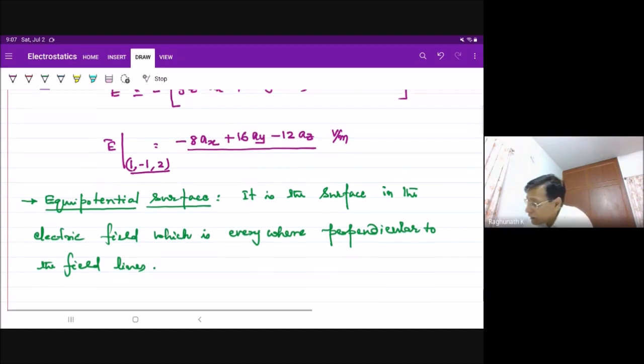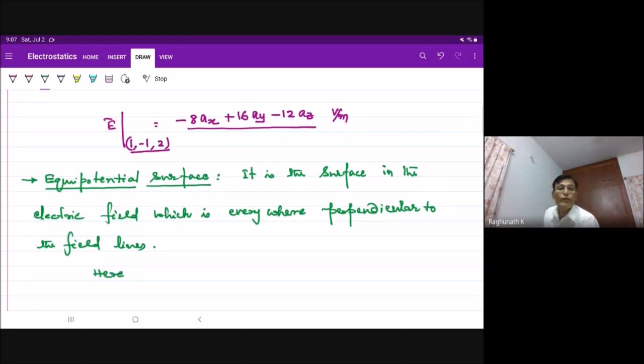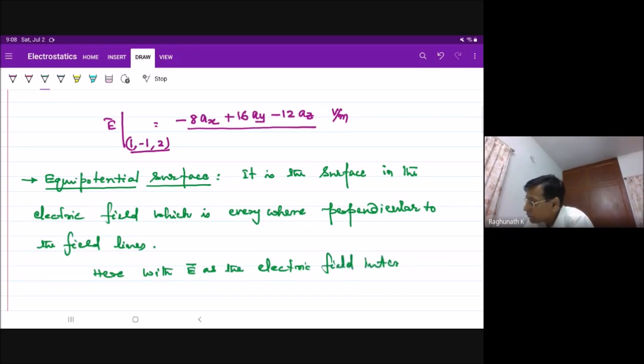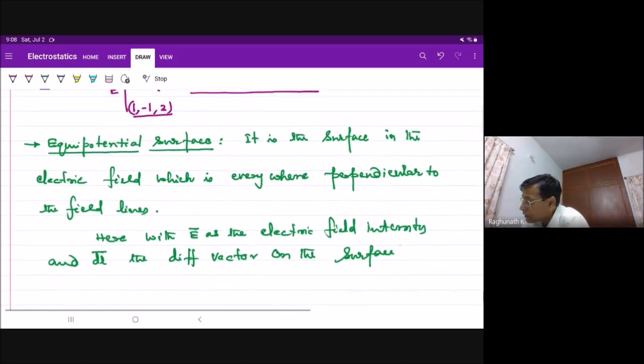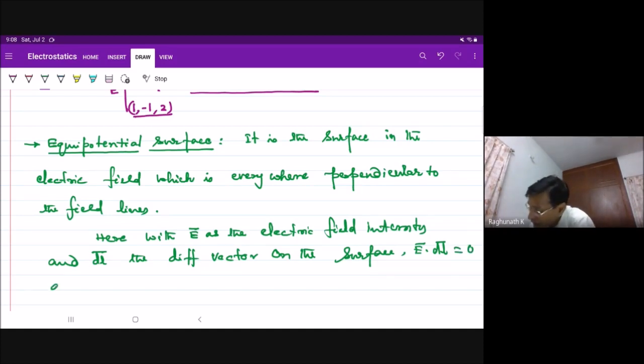Yeah. Here, with E bar as the electric field intensity, and dl bar the differential vector on the surface, E bar dot dl bar is equal to 0 at each and every point on the surface.